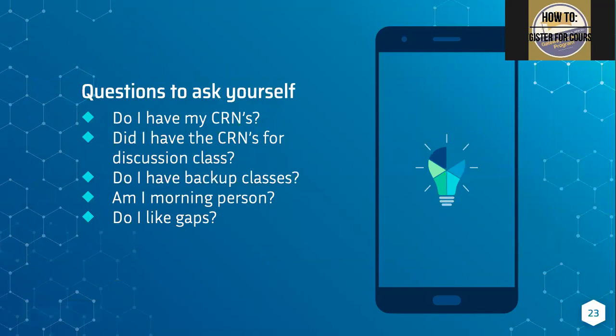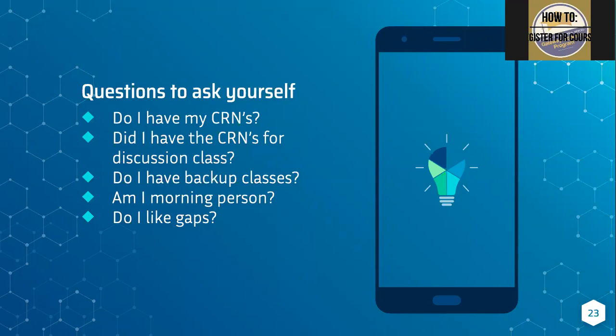Second is, did I have the CRNs for the discussion class? So some classes will not let you register if you do not put the discussion class with it at the same time. So let's say the CRN code for poli-sci intro lecture is a certain number, but then the discussion is another number. So when you're putting in the codes in the CRN boxes, make sure you have them in at the same time when you're submitting it, because if not, it's not going to let you register it.